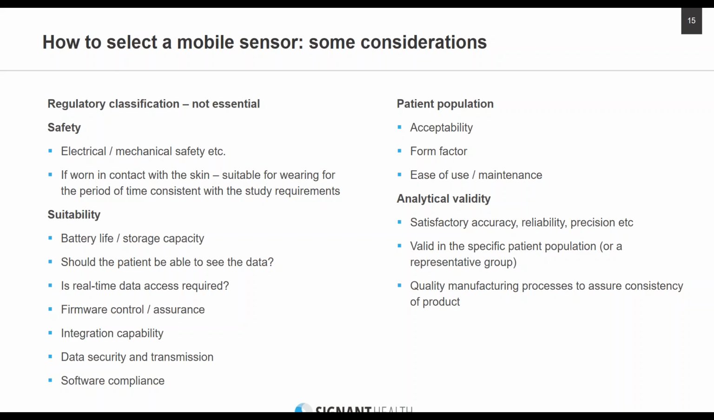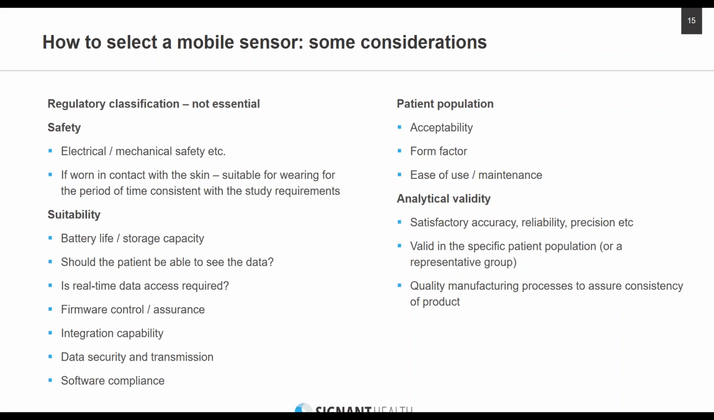So if I'm doing a diabetes study and my device is a blood glucose meter, then yes, they actually need to see the blood glucose values because it's part of their own self-monitoring, and they may be even adjusting their insulin dose based upon some of the values that they see.